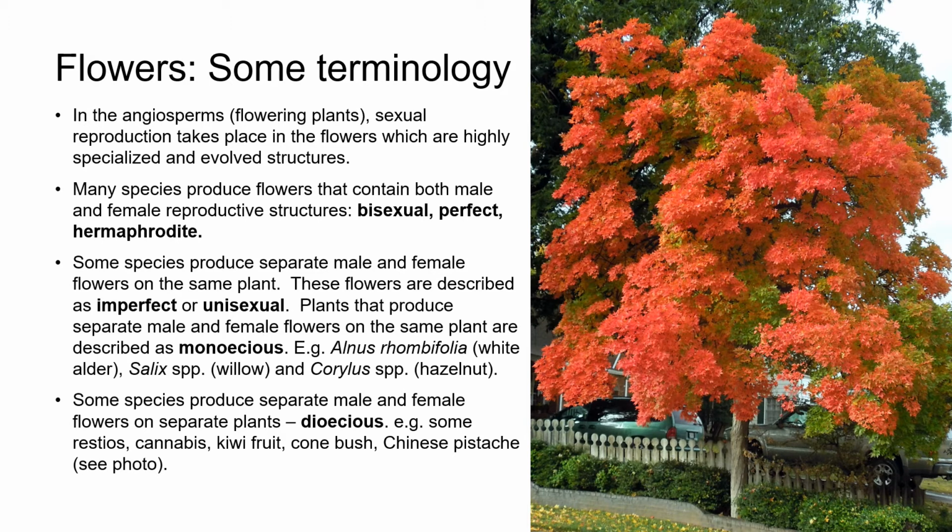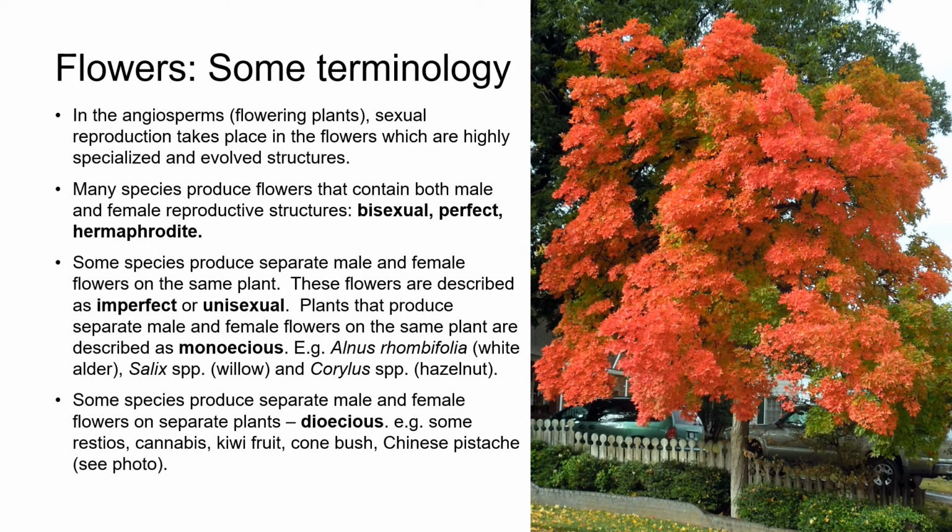Let's look at some basic terminology now. In the angiosperms, which are the flowering plants, sexual reproduction takes place in the flowers, which are highly specialized and evolved structures. The sole purpose of flowers is reproduction, and the sole purpose of showy, colorful flowers and fragrance or odors are to attract pollinators.